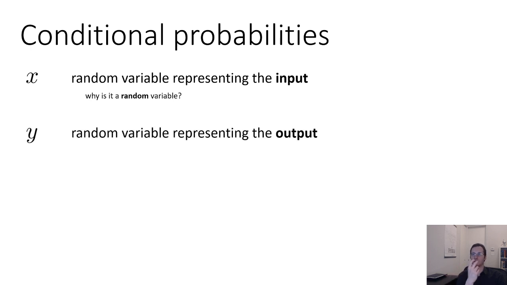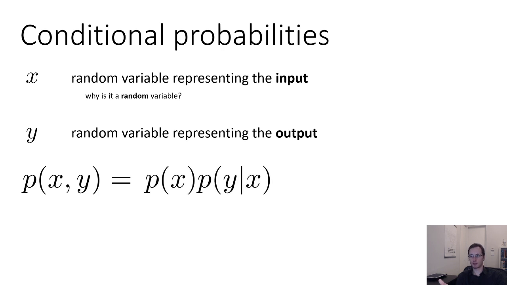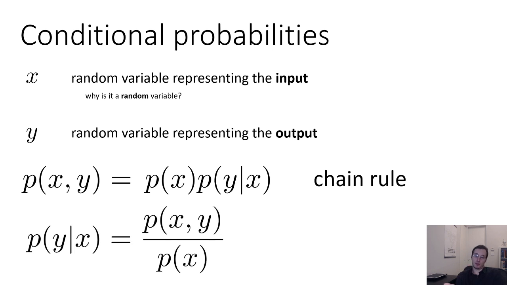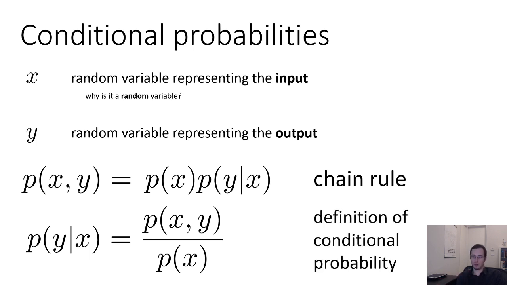Y is a random variable that represents the output. And we could write the joint probability of x and y. Now, we know from our introduction to probability course that p of x comma y can be decomposed using the chain rule of probability as p of x times p of y given x. Right? This just follows from the chain rule of probability. You could also rewrite this equation by dividing both sides by p of x to get the definition of conditional probability. P of y given x is just p of x comma y divided by p of x.